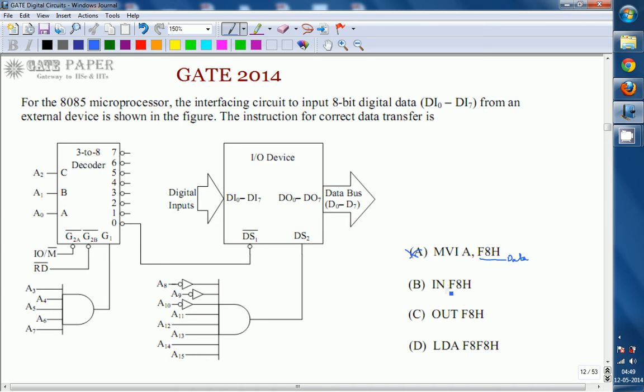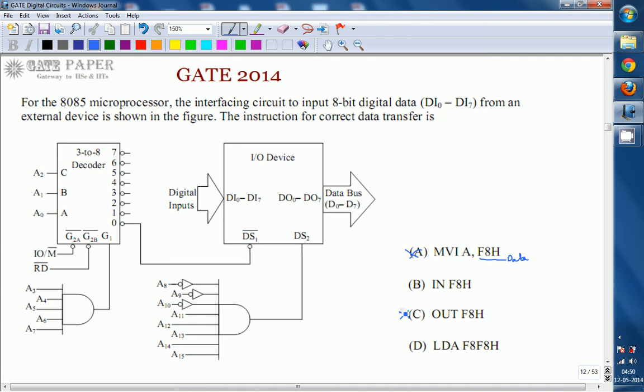So it is sending the data byte, but the given question is about receiving the data byte. OUT is for sending the data byte from the accumulator, but here the question is related to receiving the data byte from the external input circuit. So OUT cannot be the answer. The other two options are IN F8H and LDA F8F8H. These two are used for receiving information from the memory as well as a port address.